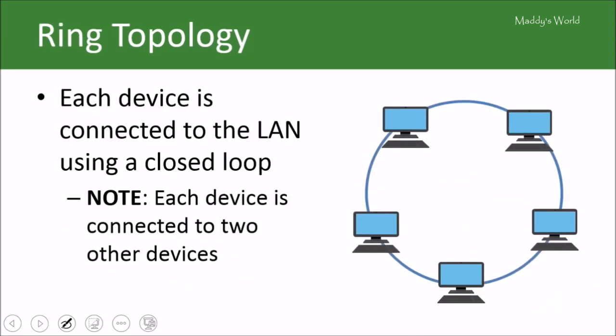A ring topology, this is one of my favorites to draw if I'm ever in a classroom setting. Each device in a ring topology is connected to another. And note that each device is actually connected to two other devices. So if we have computer 1 here, it's connected to computer 5, and then it's also connected to computer 2.